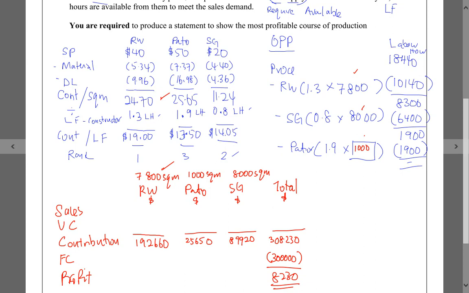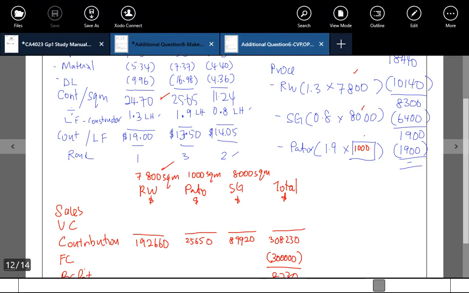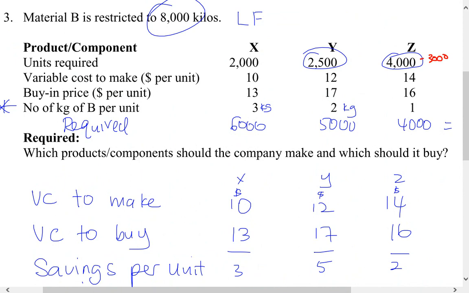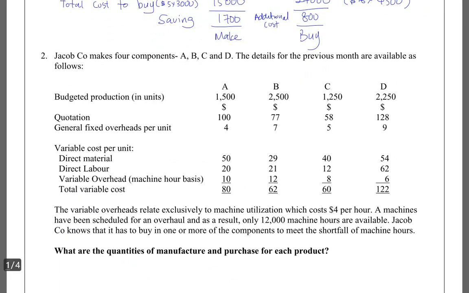But for make or buy, it is the component required for us to make the main product. So if there are not enough components to produce, then we will buy. That's why we use saving per unit, saving per limiting factor. Clear? Both are for limiting factor. One cannot buy, means we can produce whatever we have. One is not enough, then we will buy. Then we use savings. The steps are quite similar: contribution per unit, savings per unit, then the limiting factor. Question 2.